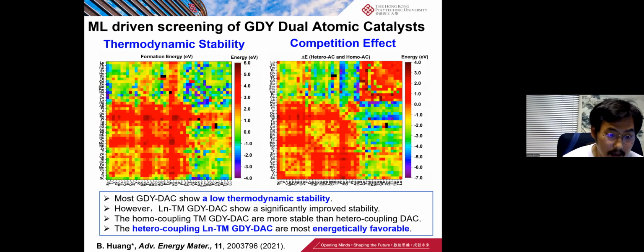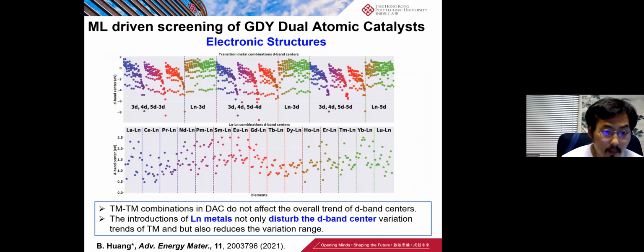As we expected, most GDY DACs are not stable due to the large energy barriers, especially the combination of transition metals. In comparison, the combination between the lanthanide and the transition metal has significantly elevated the formation energy. Therefore, the hetero-coupling GDY DACs are the most energetically favorable. Meanwhile, the modulation of electronic structures is also investigated.